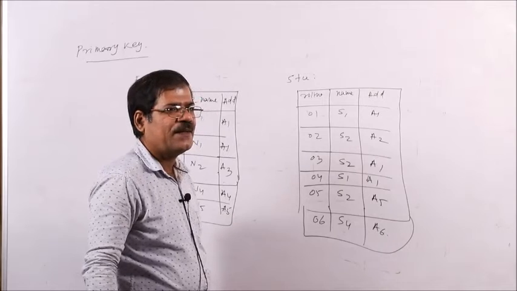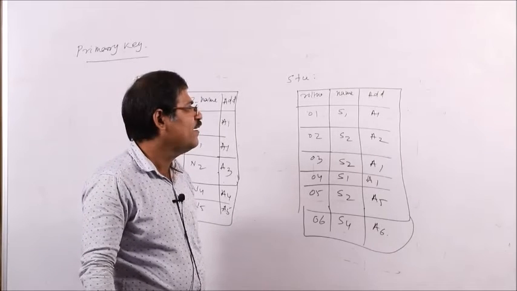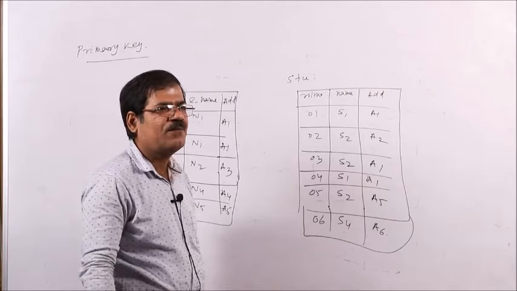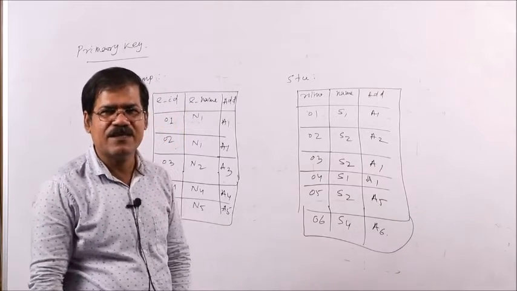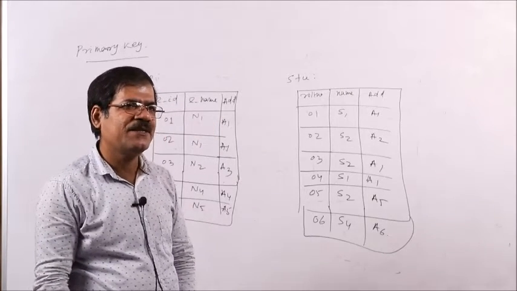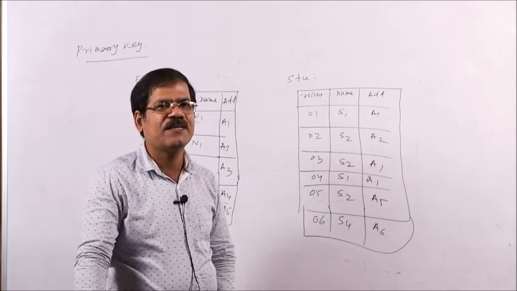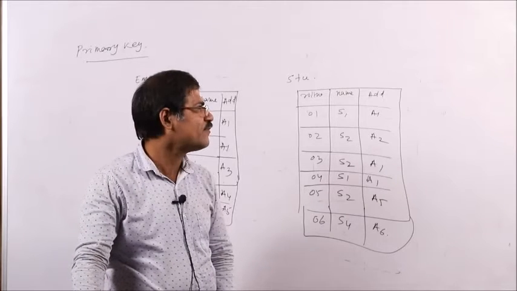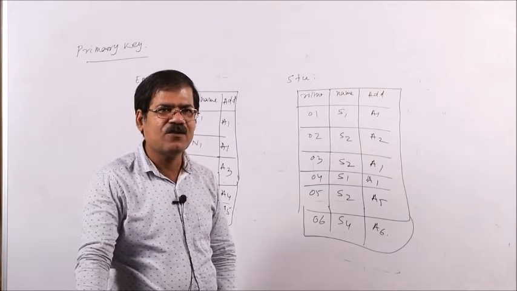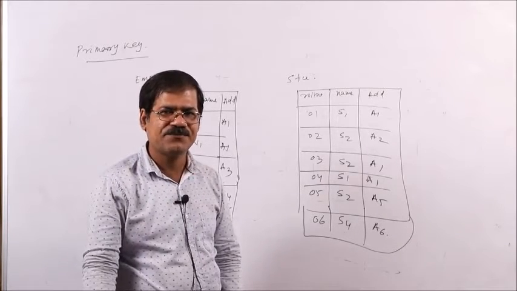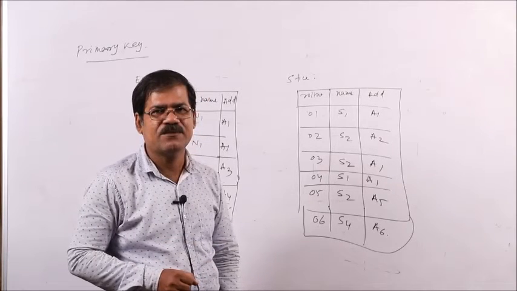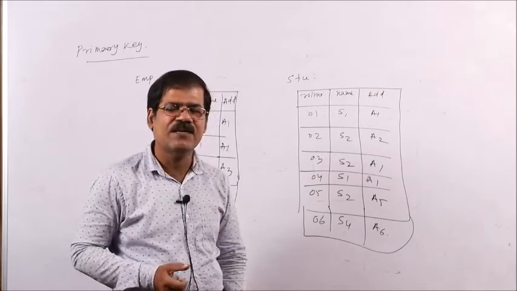But if I say those whose roll number is 1, please stand up, how many students will stand up? Only 1 student. Roll number 2, 1 student. Roll number 3, 1 student. Roll number 60, 1 student. What does it mean? The roll number field should not duplicate. It is a unique value, but name may be duplicate, and address may be duplicate.